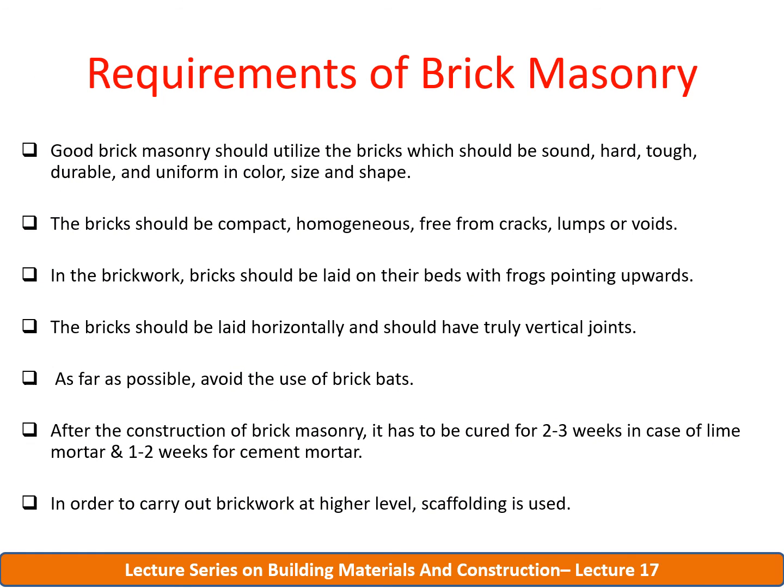So next, what are the requirements of the brick masonry? In this case, good brick masonry should utilize bricks which should be sound, hard, durable, and uniform in color, and it should be compact and homogeneous. It should be free from cracks, lumps, or voids, and the bricks should be laid with the beds having the frog upward, and bricks should be laid horizontally and should have truly vertical joints. So you have to avoid the use of brick bats here.